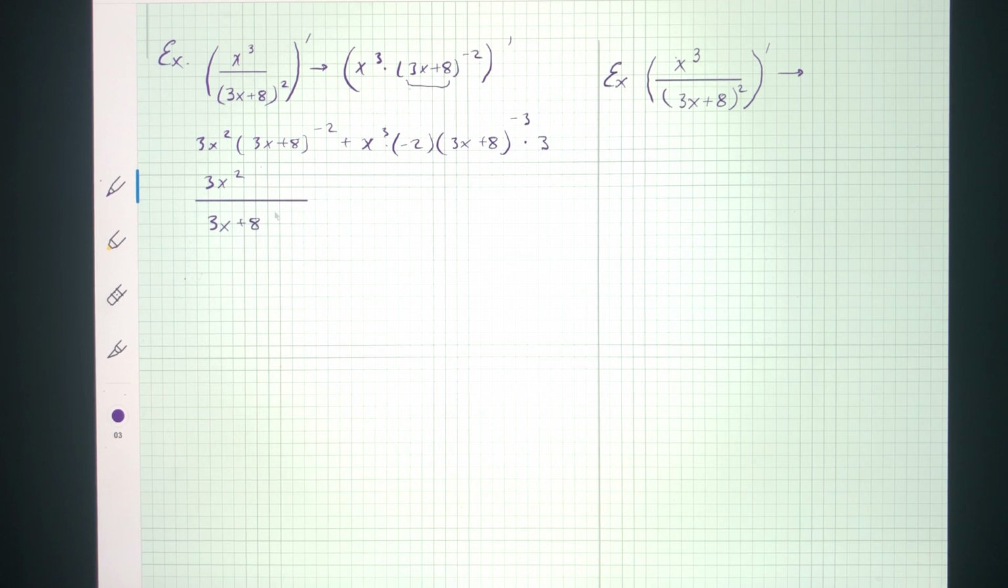(3x plus 8) squared. Then we have -2 times 3, that's -6. We have x cubed on the top, and then on the bottom we have (3x plus 8) to the +3. So this negative we have here is between the two fractions.